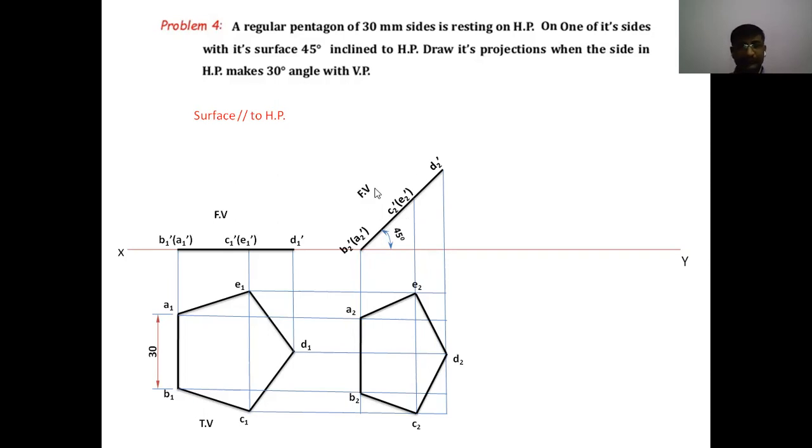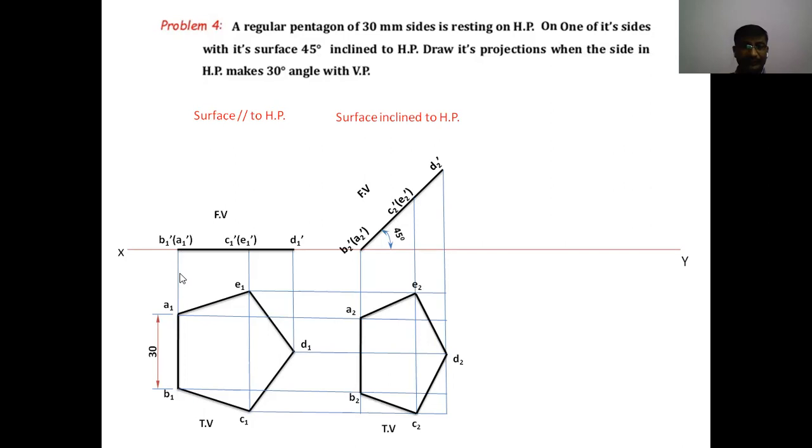Clear? This is the front view in the second stage. This is the top view in the second stage. This stage occurs when the surface is inclined to HP. Clear? After we have drawn the surface inclined to HP, we go for edge inclination, or side inclination.